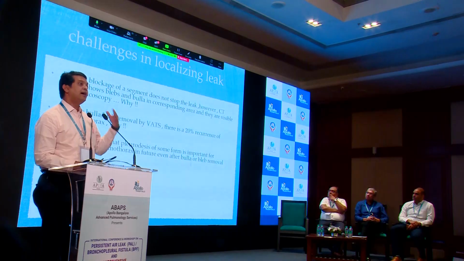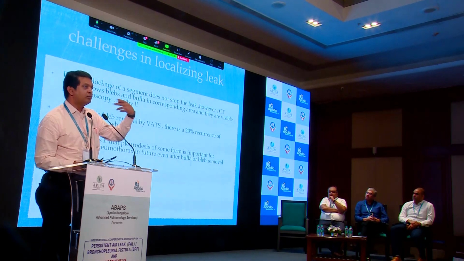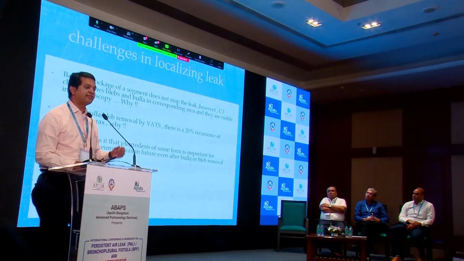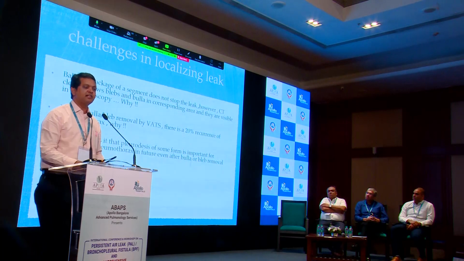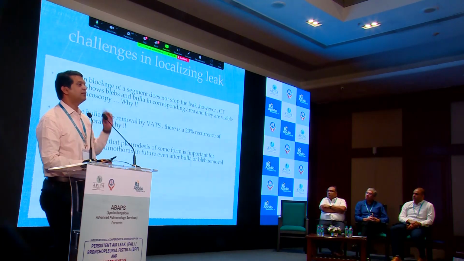And also, you have a bulla and you know that this is a bulla that has ruptured. You remove that bulla, the surgeon removes that. There is still a 20% recurrence of pneumothorax. Why does that happen? Also think about this. Why is it that a pleurodesis is more important in preventing pneumothorax than just removing the bulla?